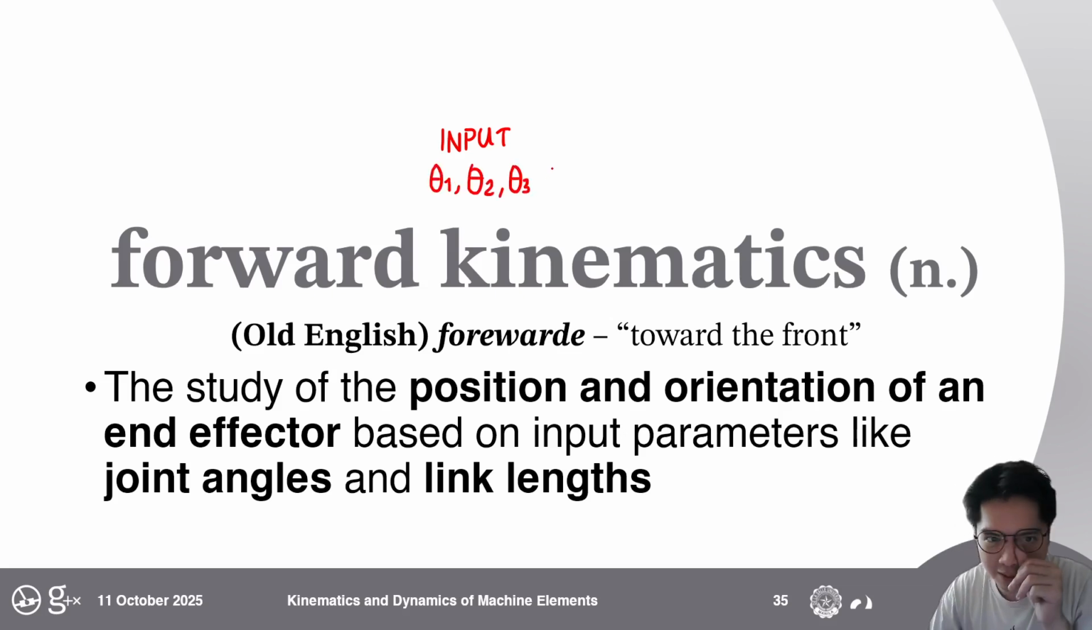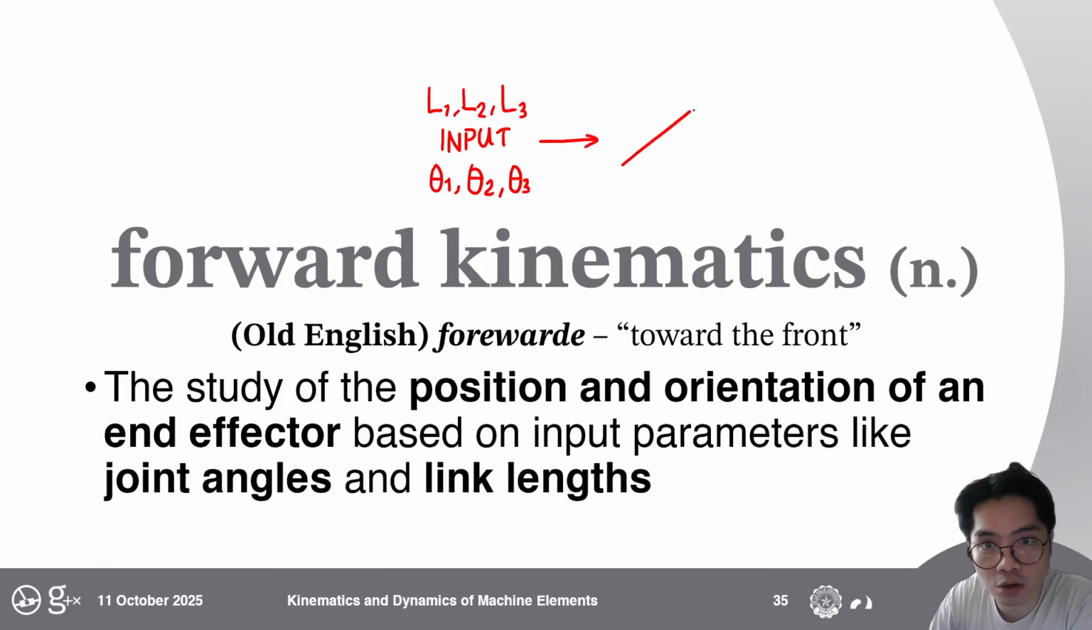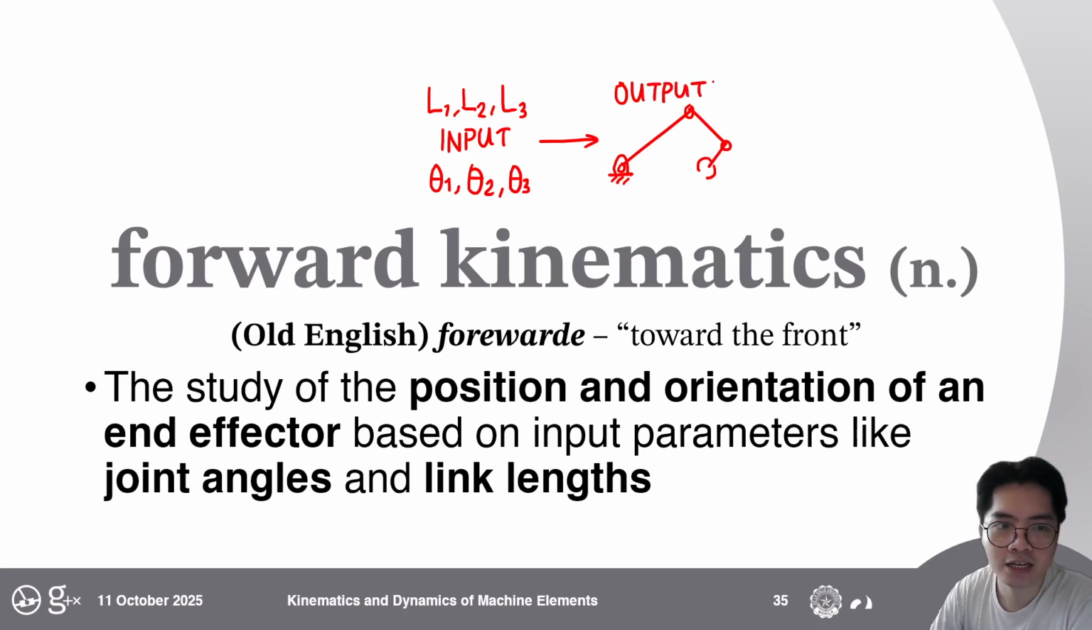We didn't even discuss that earlier, but you can also have link length 1, link length 2, link length 3, or whatever, right? Your output will be a particular position of the robot arm, right? This is your output.